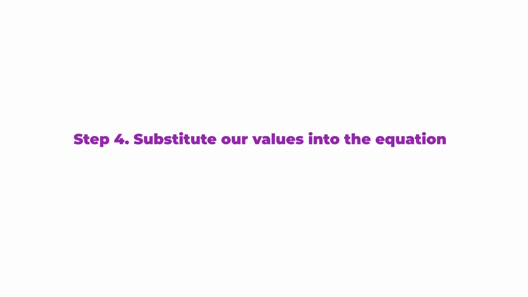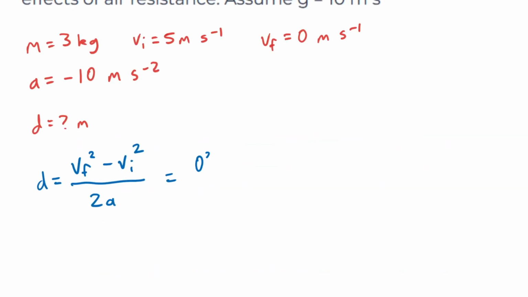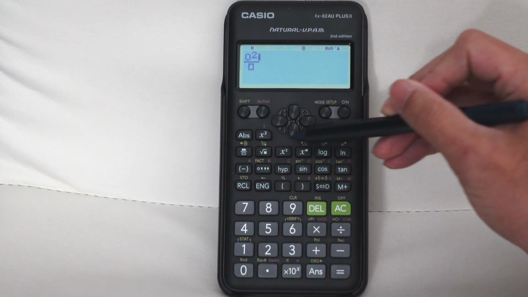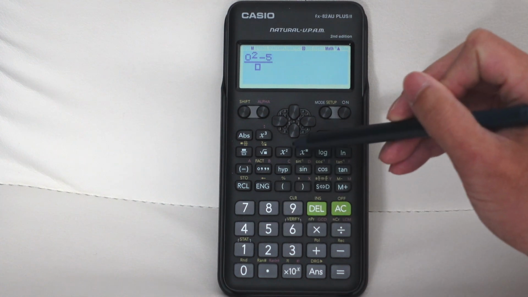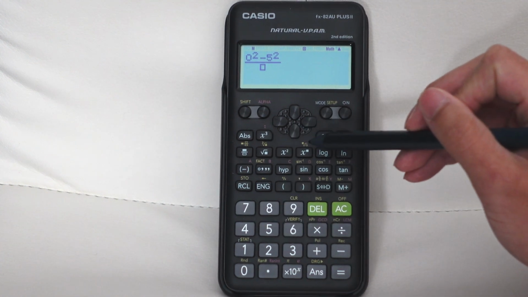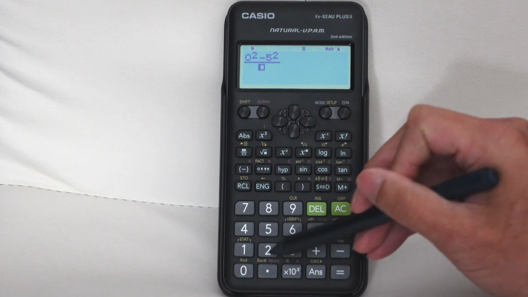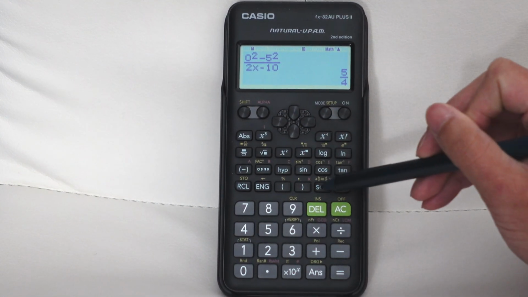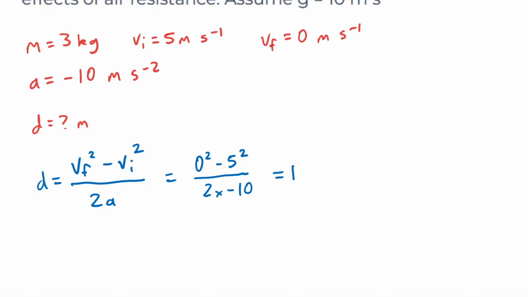Step 4. Substitute our values into the equation. d equals 0 squared minus 5 squared divided by 2 times negative 10. Let's put that into the calculator. Use the fraction button, then enter 0 squared minus 5 squared, then press the arrow key down or right to go to the denominator, and enter 2 times negative 10. Then press the SD button to convert into a number. That gives us 1.25. If we round it to two significant figures, then we get an answer of 1.3 meters.